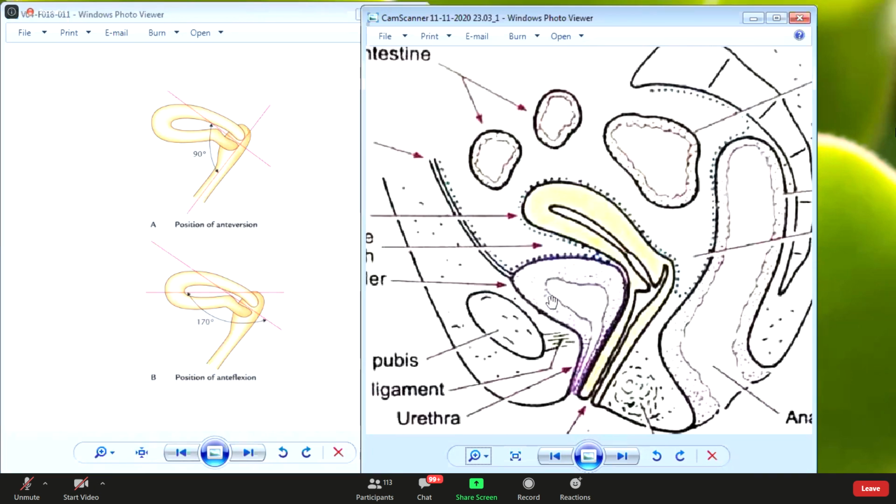But when the bladder distends, you can see it will press the uterus, and it would become straighter. Even sometimes, if the retention is more, it can go back, and that is called retroflexion and retroversion.